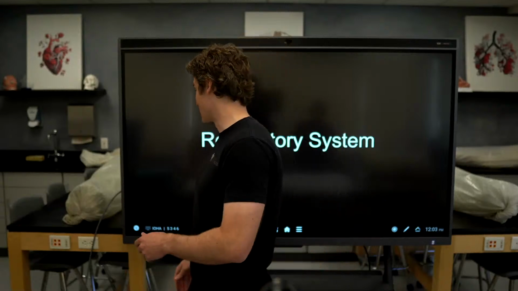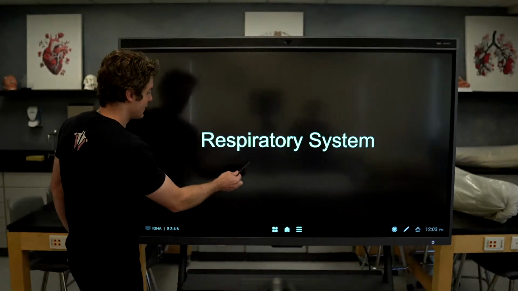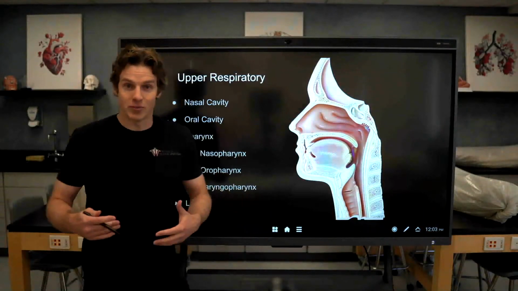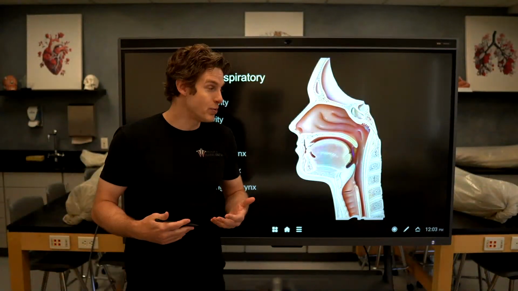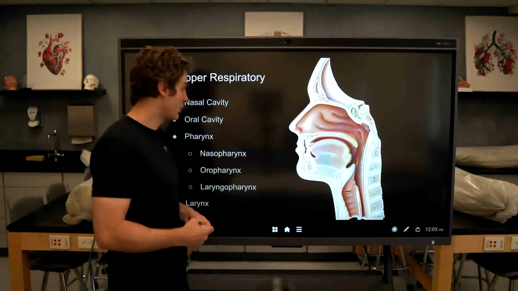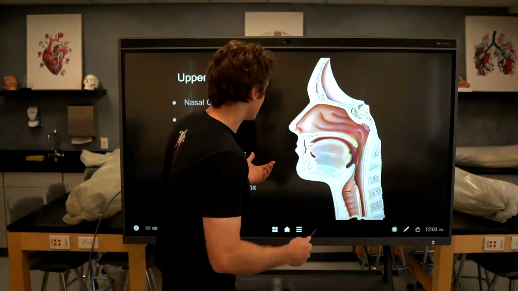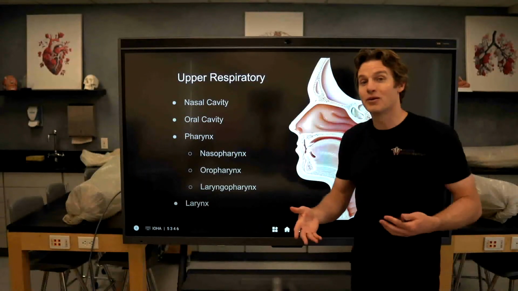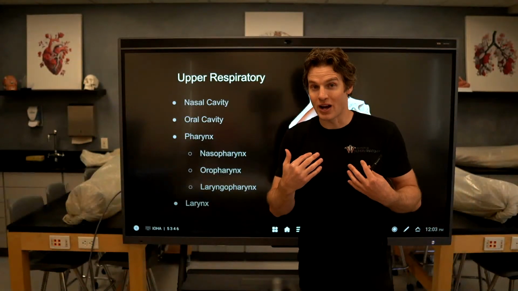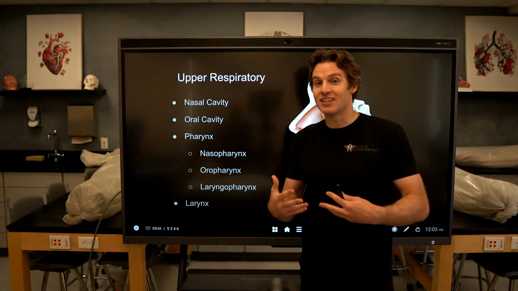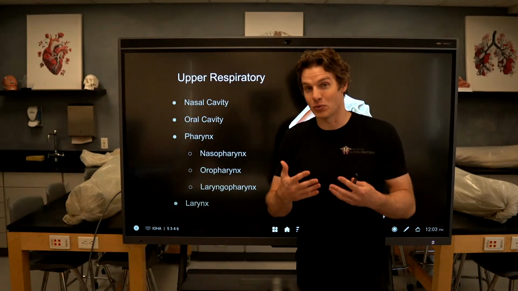So let's just jump right into the respiratory system. Whenever we introduce the respiratory system, we start from the top, the upper respiratory passageways, and then move down into the lower respiratory passageways. That's what this picture and our little list is showing us here. Basically, how we're going to bring air into our bodies and take it down through the respiratory passageways. The key is to exchange oxygen and carbon dioxide with the bloodstream.